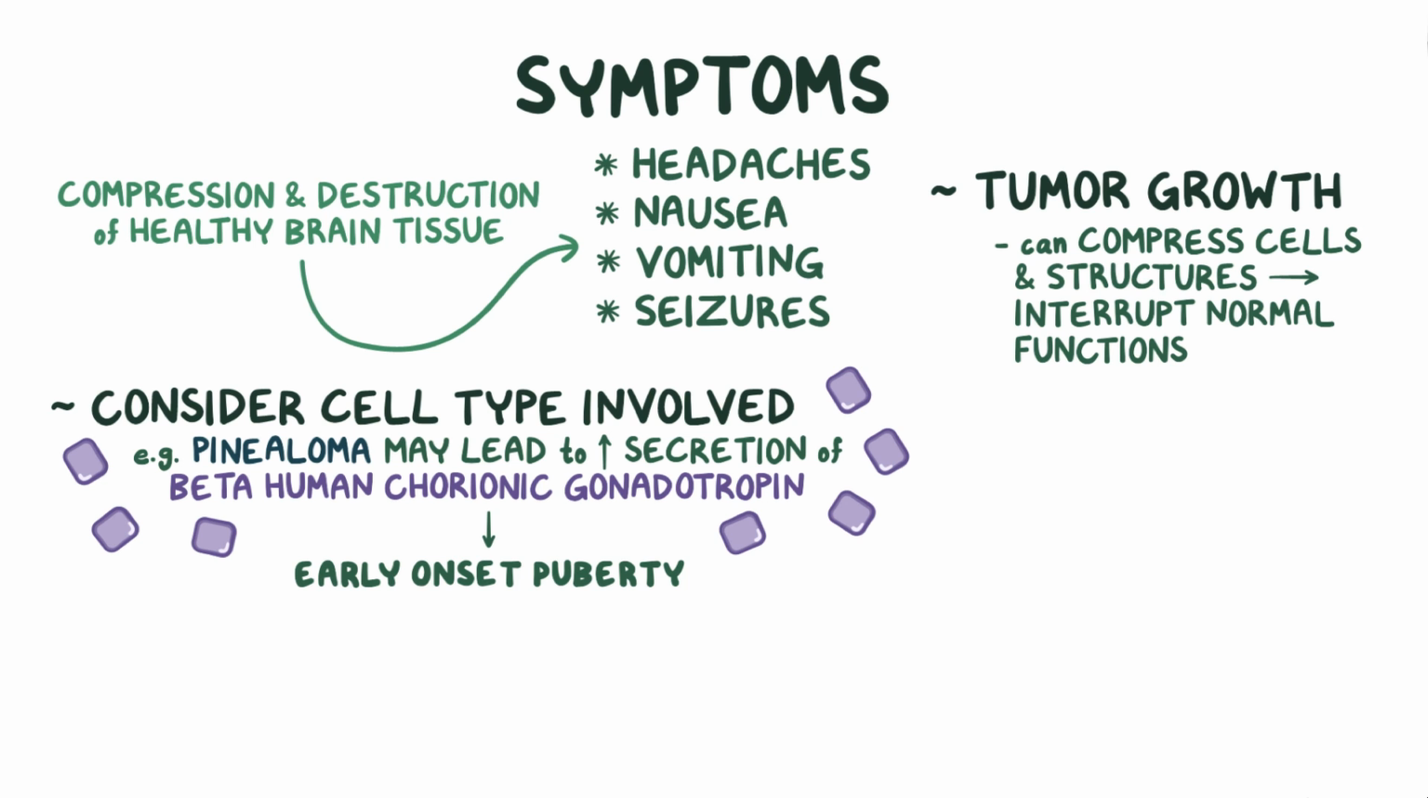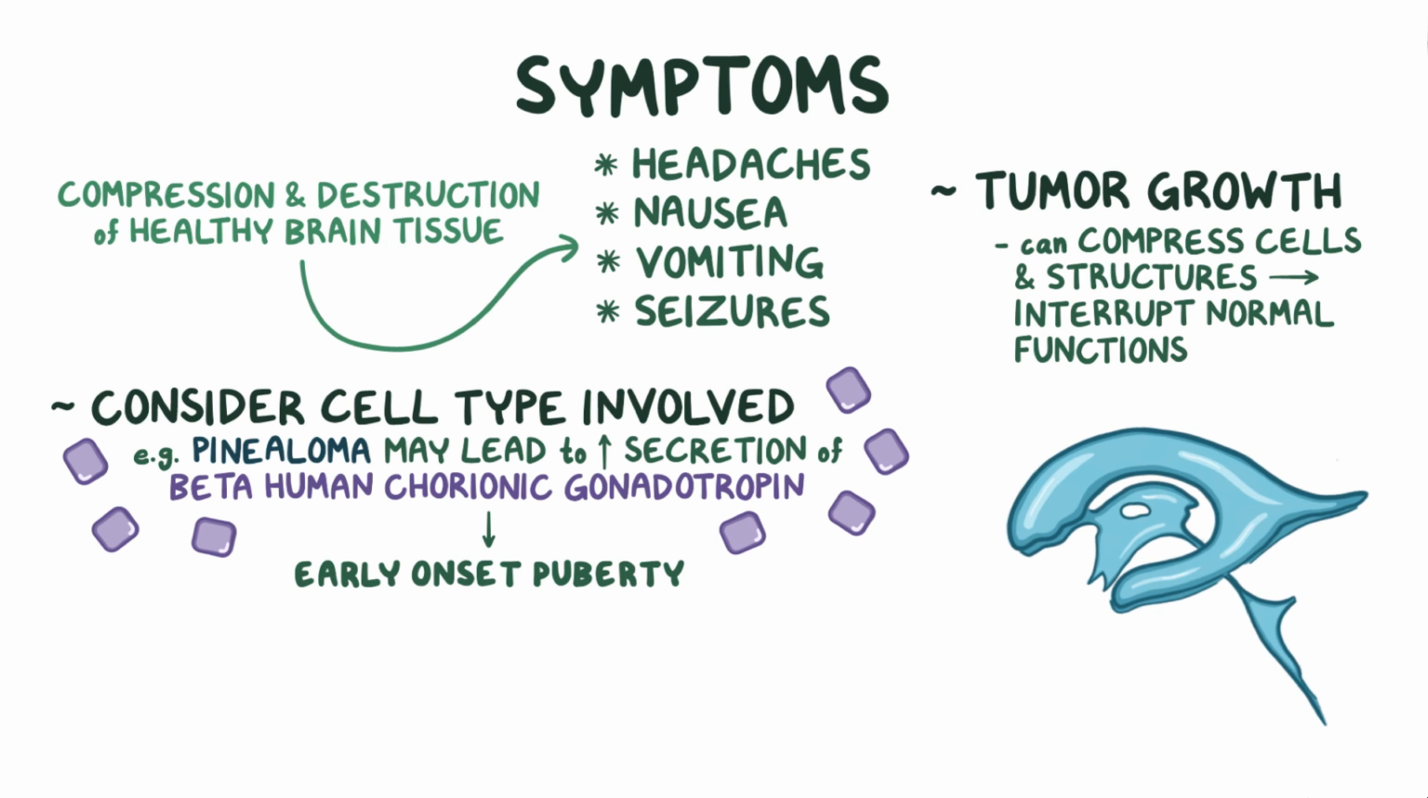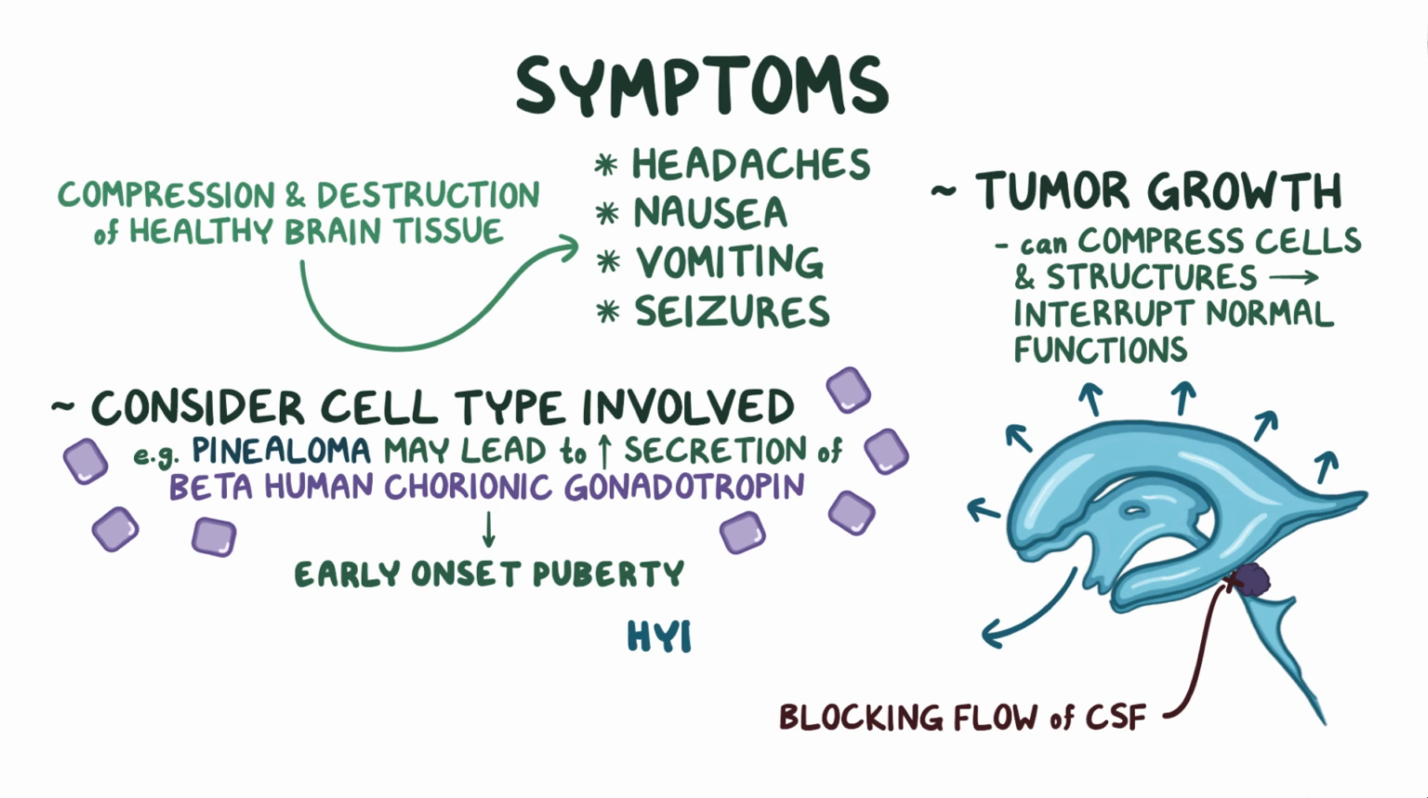In addition, as the tumor grows in size, it can compress nearby cells and structures, interrupting their normal functions. For example, as pinealomas, medulloblastomas, and ependymomas enlarge, the mass of the tumor can compress nearby ventricles, blocking the flow of cerebral spinal fluid, which causes swelling, called hydrocephalus.